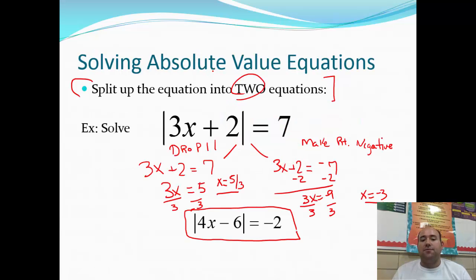Will the absolute value of 4x minus 6 equal negative 2 ever? No. In fact, this equation has no solution. I don't care what you ever put in for x on the left side of this equation, you're never going to get an absolute value of negative 2. Because remember, absolute values are always positive because they are distance.